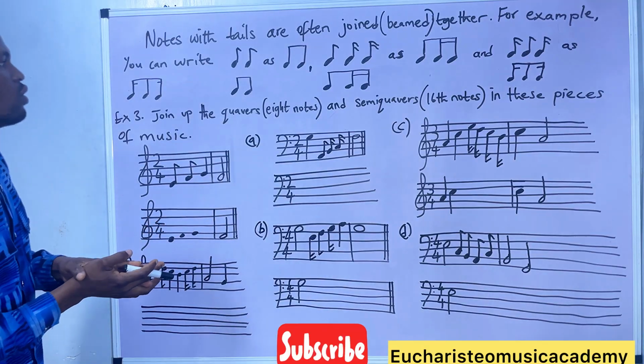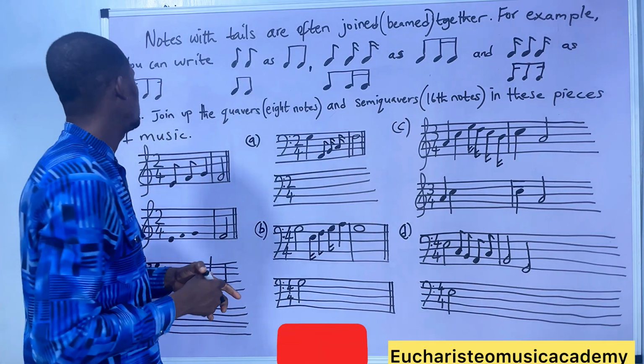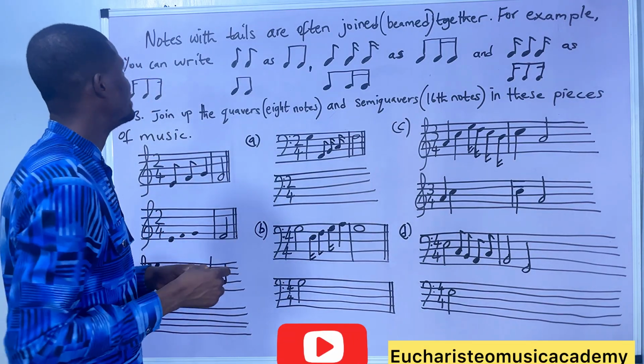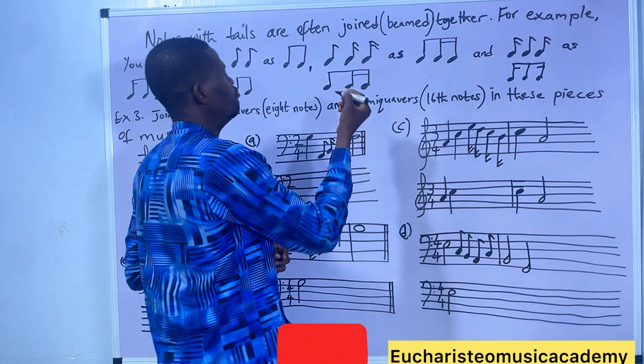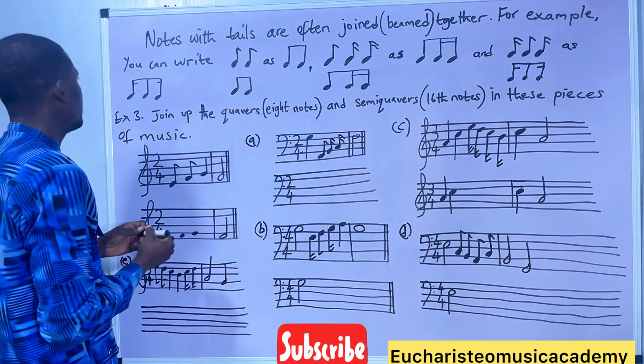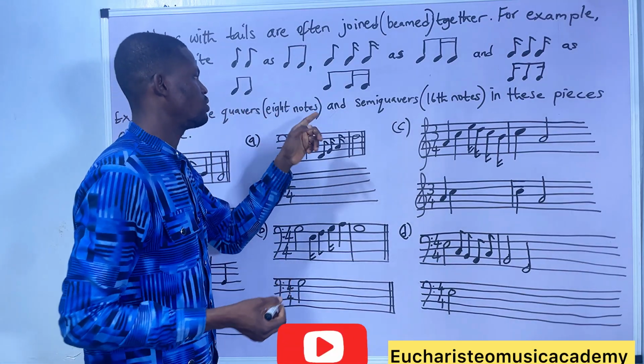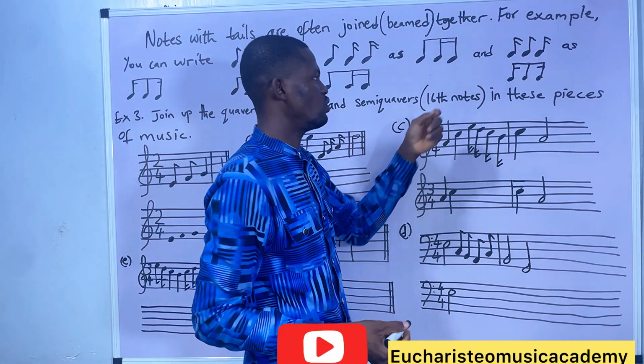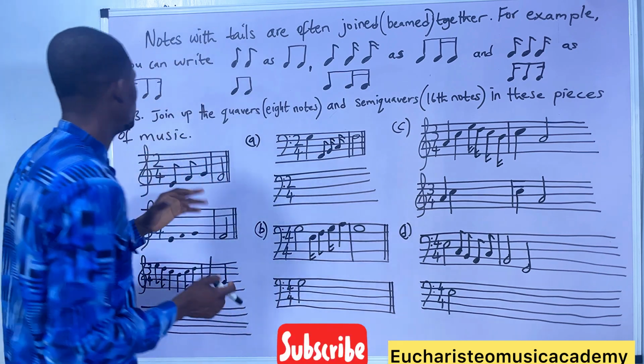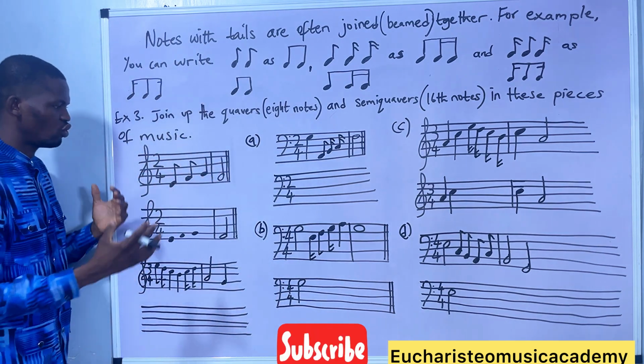The joining of notes with tails is called a beam. Beam. Now, as I said, join up the quavers. Quavers are also called eighth notes, and semiquavers are called sixteenth notes. When writing the pieces of music, you join up quavers.